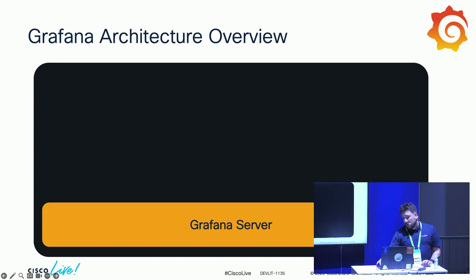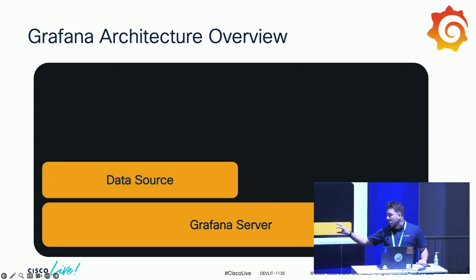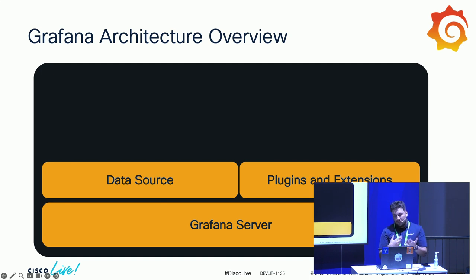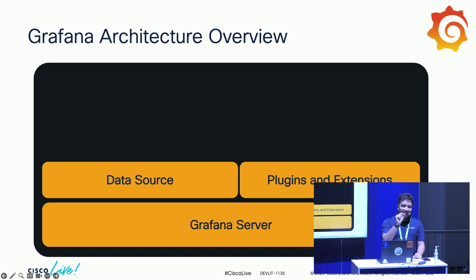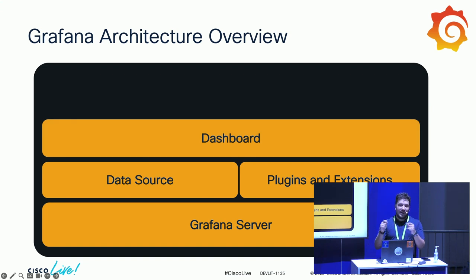So the first point here is about the Grafana server. The Grafana server is a component in that solution, and it is responsible for the authentication part and manages all of the components that I will show after. We have the data source, a component that is responsible for getting information from InfluxDB or Elastic or Prometheus. And we also have plugins and extensions, where you need to have the exact version of Grafana in that code, and it needs to match each plugin or extension that you need.